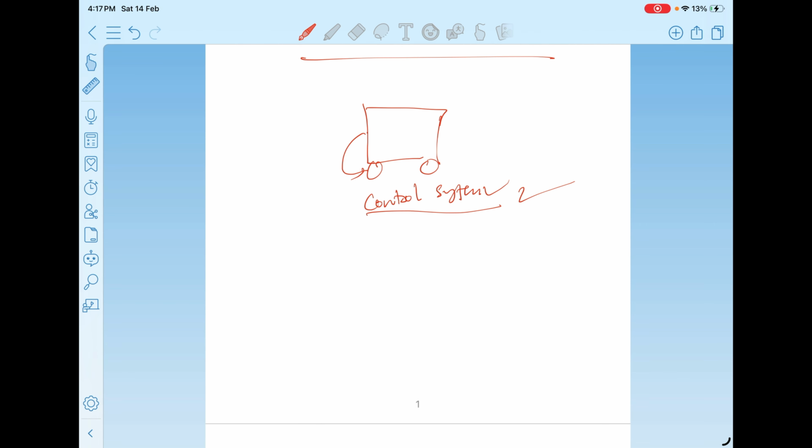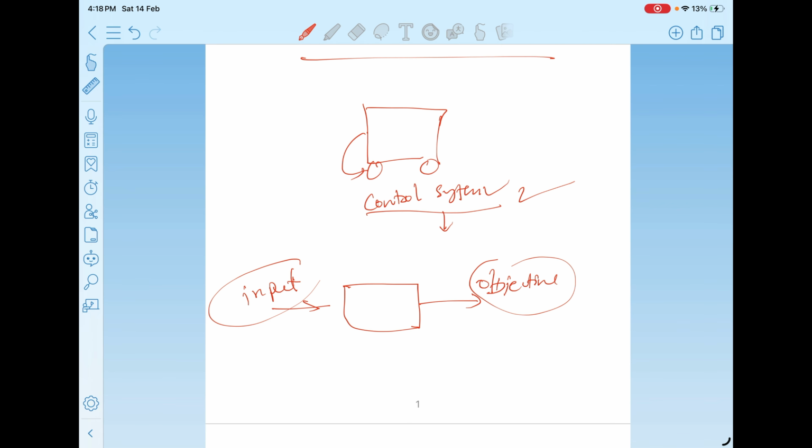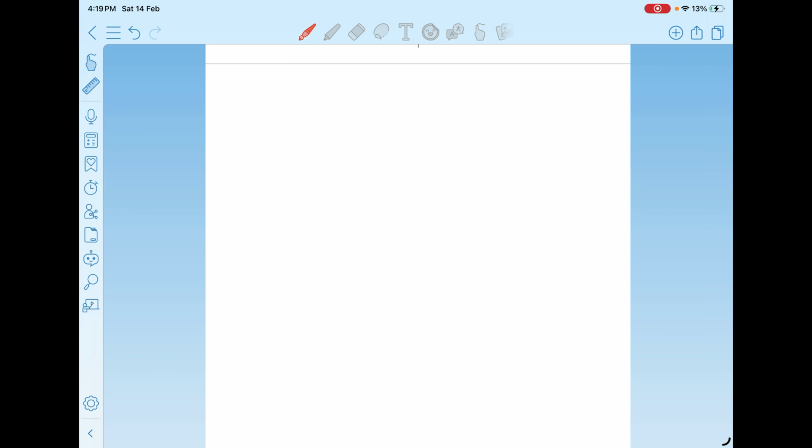So let us understand what this control system is. Control system is nothing but, as the word says, controlling the system. That means if there is a system with an objective to perform some task, and there is an input, achieving this objective using the inputs is done using a control system. The way of controlling these inputs to achieve the objective is called control system.